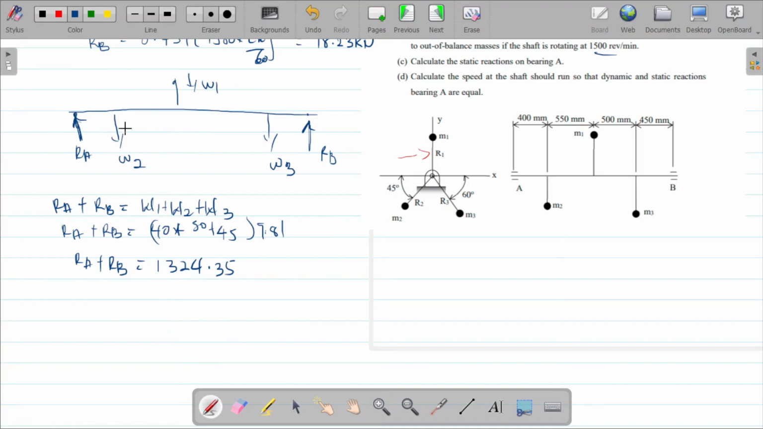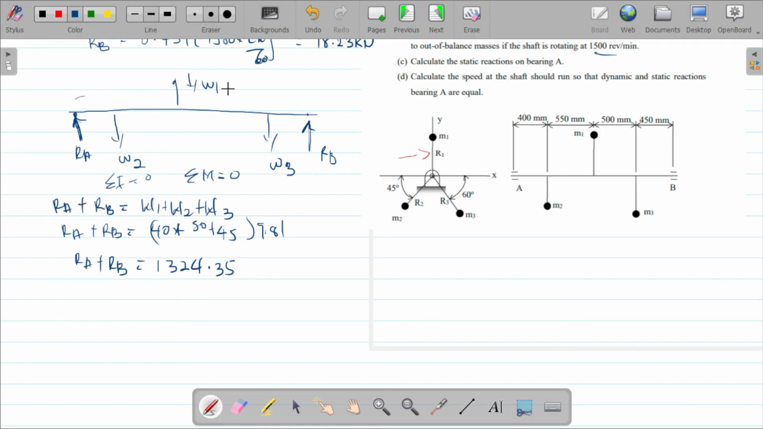Now the next is to find the moment. For the shaft to be statically in equilibrium, sum of forces should be equal to 0, and sum of moments should be equal to 0. So we take moment at any point and we expect it to be equal to 0, and that will help us to eliminate the number of unknowns, to minimize. So we take moment at A.